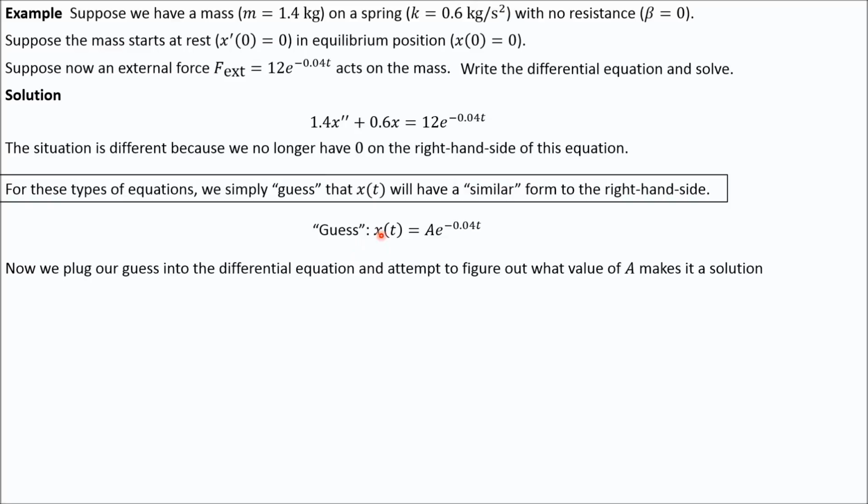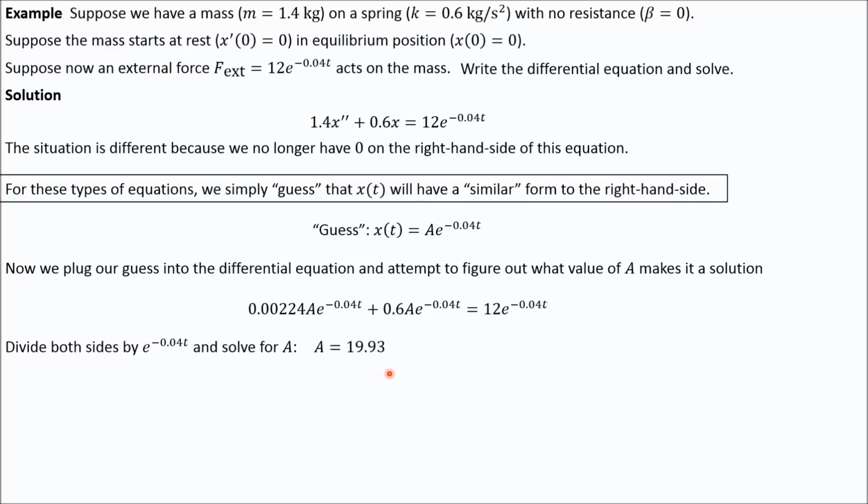So we plug our guess into the differential equation, and we get this. This is obtained by taking x prime prime, plugging it in here, taking x and plugging it in here, and you end up with all this. Now divide by e to the negative 0.04 t, and you end up concluding that a is 19.93. So we found a solution. x of t is 19.93 e to the minus 0.04 t. This is no doubt a solution to the differential equation, but like I said, it's not the only one.